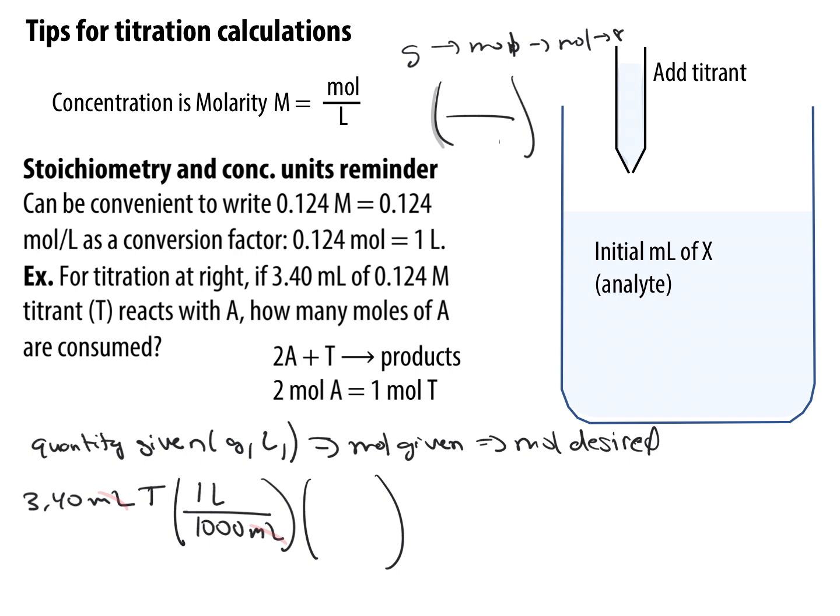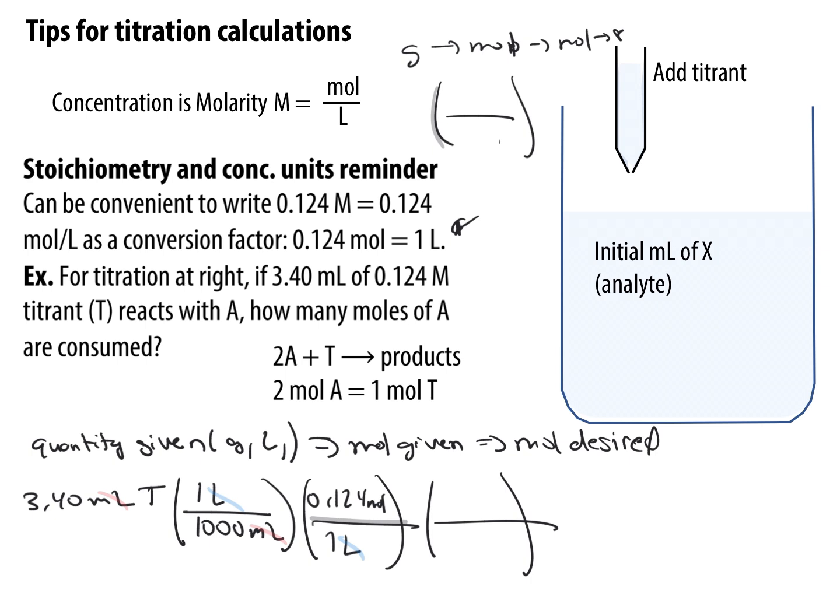Then the next thing I want to do is get to moles. So to get to moles, I'm going to add on the conversion factor here from the molarity. So 0.124 moles is equal to 1 liter. I have liters, so the thing I have already always goes on the bottom. So 1 liter, 0.124 moles. If I'm keeping track of that, liters has now canceled. Now I'm in moles of T.